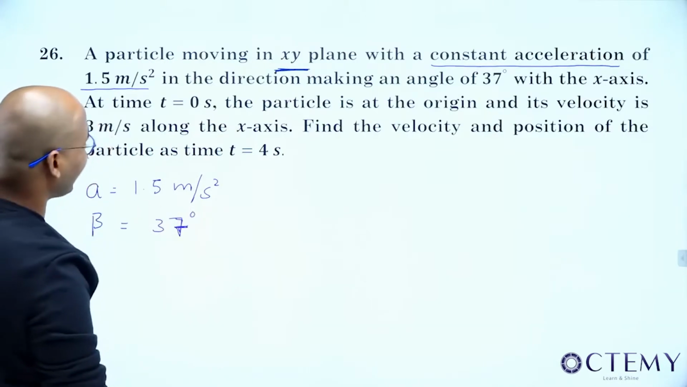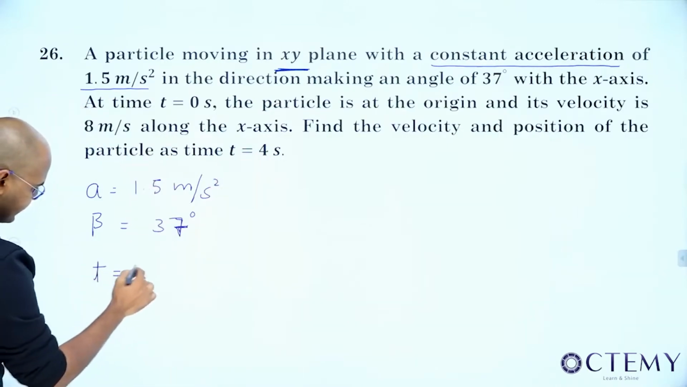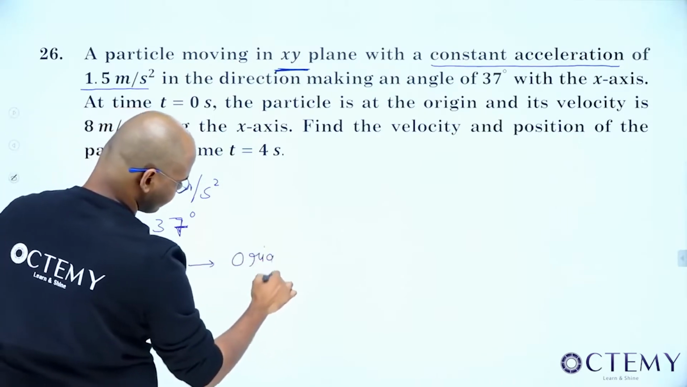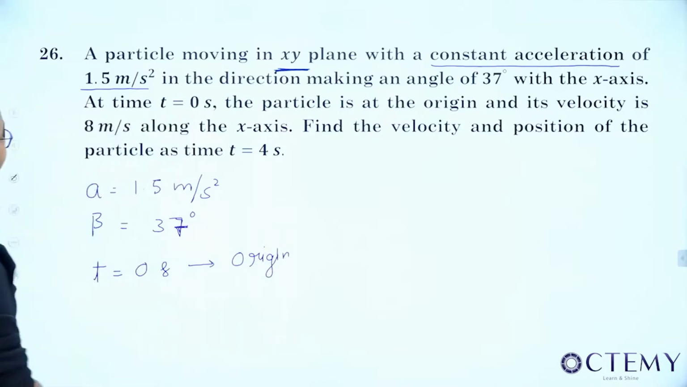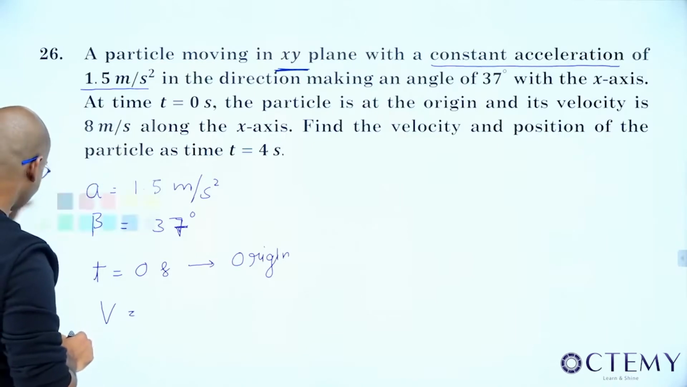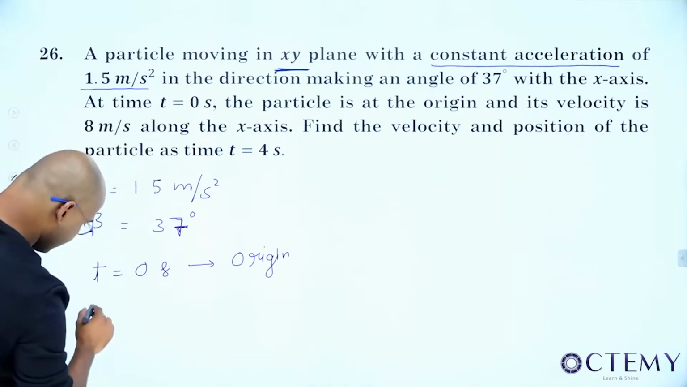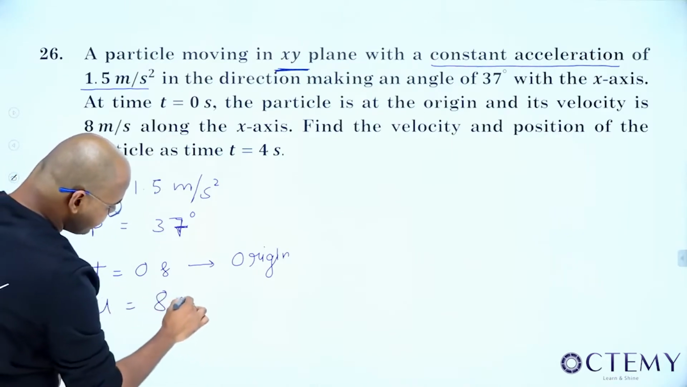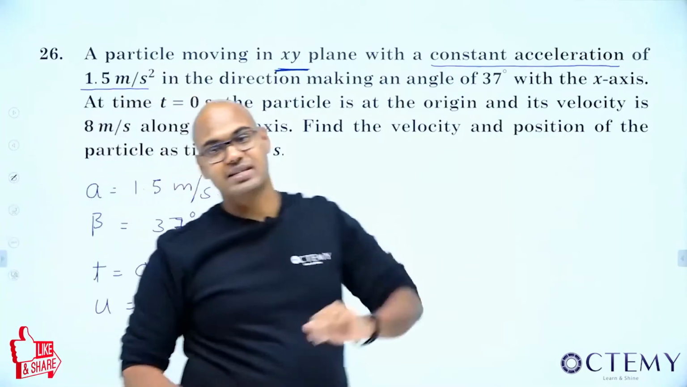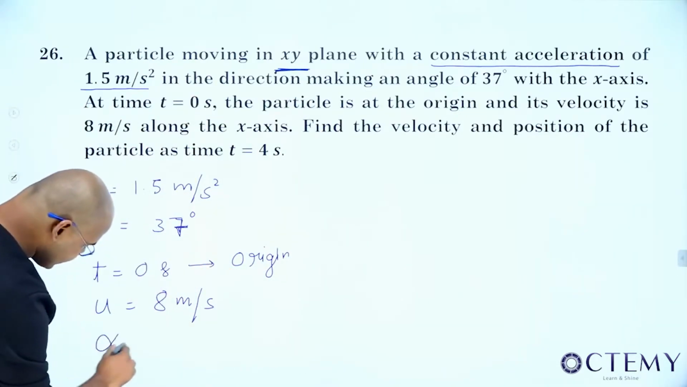Very good. At time t equal to 0 seconds, the particle is at the origin. Next, its velocity u is the starting velocity. As it is the starting velocity, what should I say? It is nothing but initial velocity. u is equal to 8 meter per second along the x-axis. So if it is along the x-axis, what will happen to the angle of that velocity? It is along the axis, so alpha will become equal to 0.